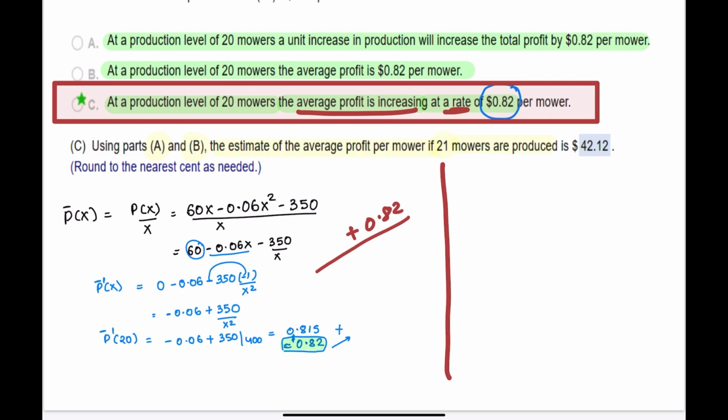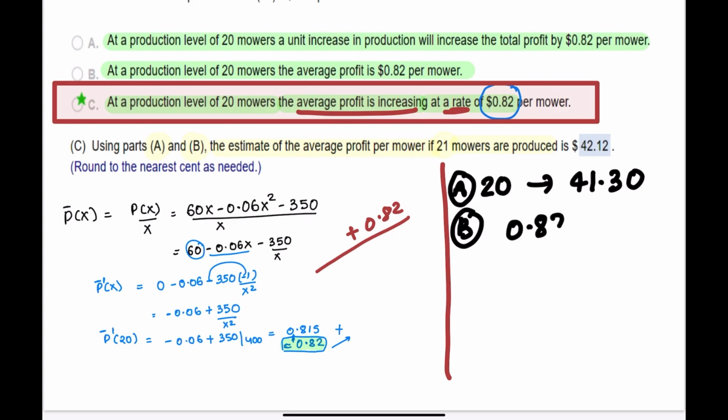Please, again, pay attention. This is very important. So if I produce 20 mowers, my profit is 41.30. Now they're saying this is option A. In option B, I have a rate of 0.82. The rate at which the profit is increasing is 0.82 per mower. Very good. Now what they're asking me in C is, using these two, can you estimate the profit for 21 mowers?